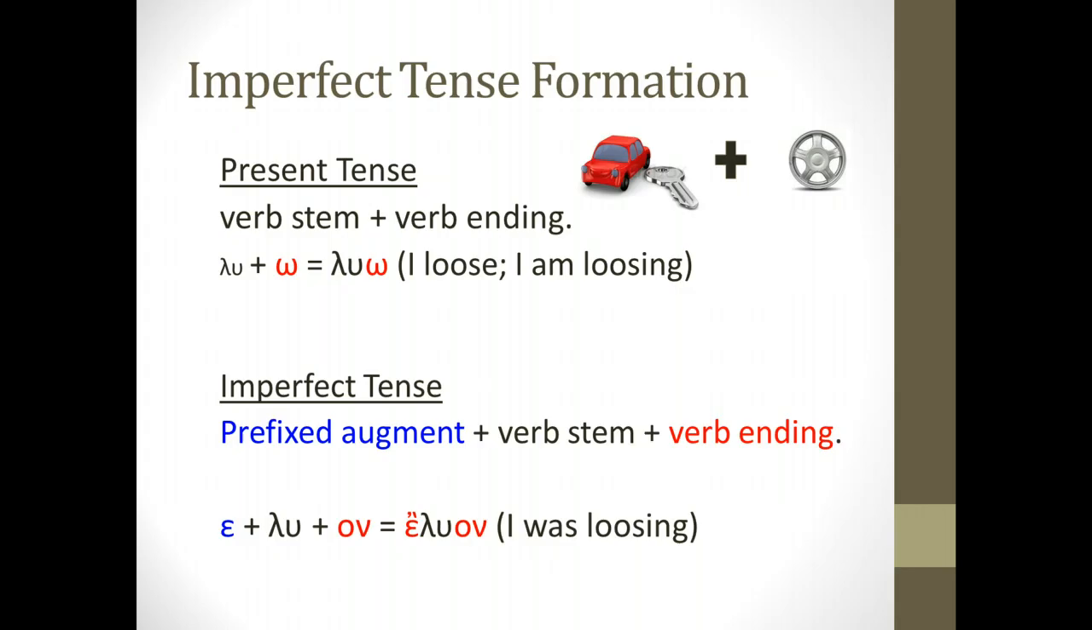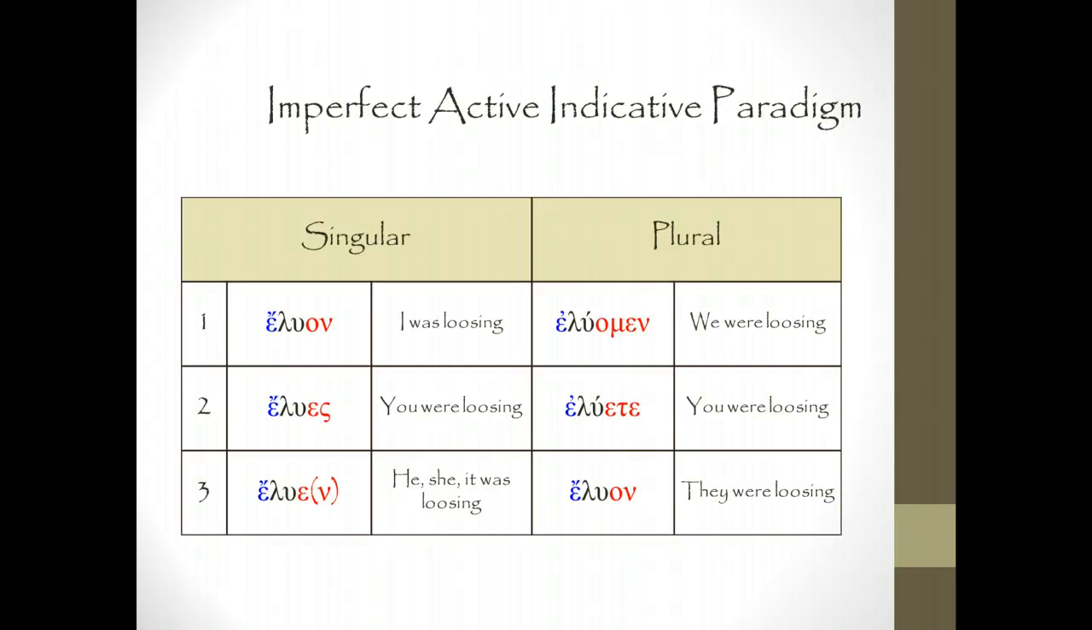Let's take a look at our imperfect tense paradigm for today. Here you can see that I've put both the singular and the plural for you. And then on the left-hand column are first, second, and third person. So going through this, you can notice that we have the following. Eluon, I was loosing. Elues, you were loosing. Elue, or eluen, with our movable nu, he, she, or it was loosing. Eluomen, we were loosing. Eluete, you were loosing, and eluon, they were loosing.